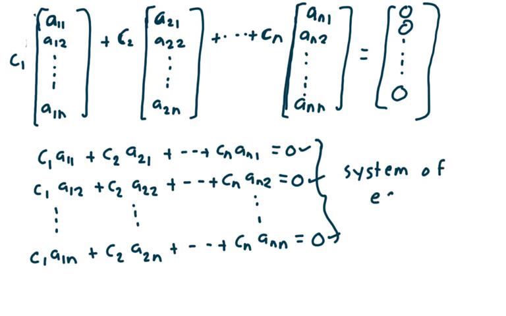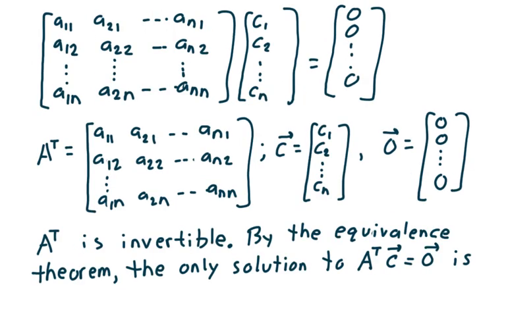Now, what do we do from there? I'm going to write this as a matrix equation. So I get the matrix whose first row is a11, a21 through an1, then a12, a22 through an2, and then I keep going until I get to a1n, a2n through ann. Then I'm going to multiply by the column vector c1, c2 through cn, and I'm going to set that equal to the zero vector expressed as a column.